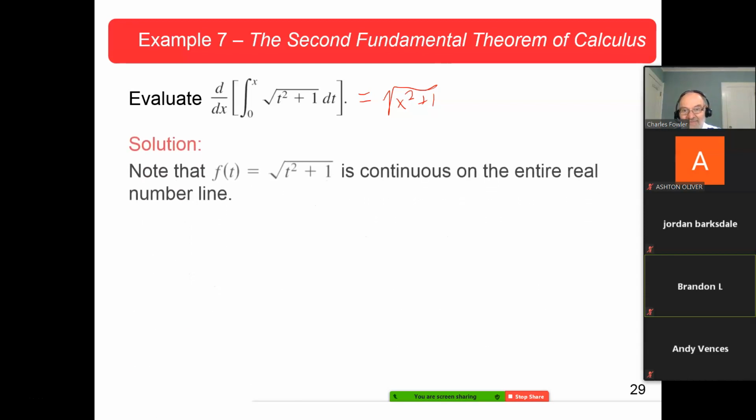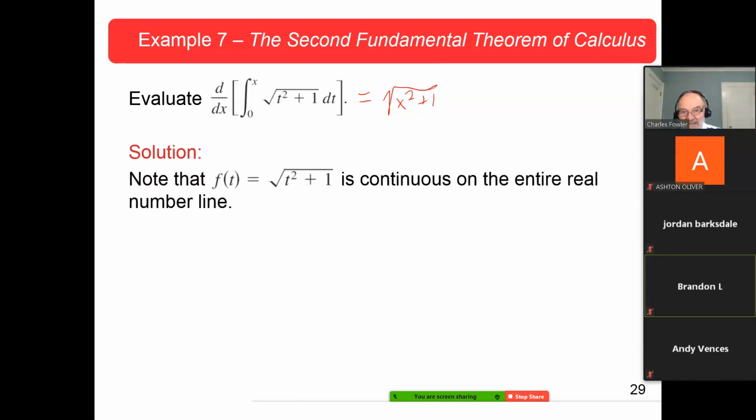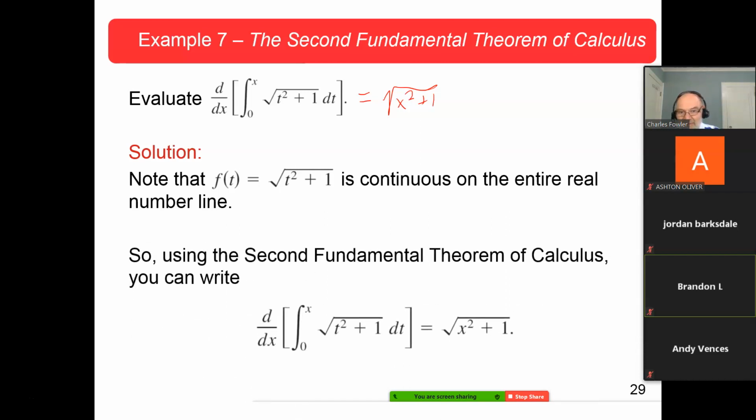And that is indeed, note the f of t is continuous on the entire number line, because this is never negative. This is always positive. The square root of a positive number is always positive, so it's continuous and above 0 over here, so it meets all the requirements. So all we do is plug in. The second fundamental theorem of calculus says you can just rewrite this as that, which is exactly what we did. Derivative of an integral is whatever the inside is. Okay. That was pretty easy, wasn't it?